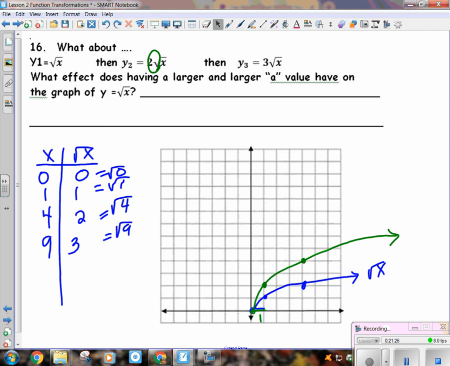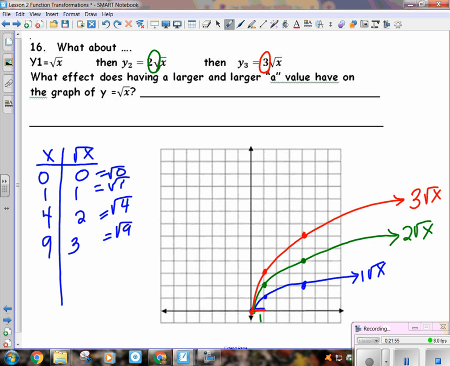Okay. What about 3 square root of x? 3 square root of x. I'm going to start at the center. I'm going to always come over 1. Then I'm going to come up 1, 2, 3 times as fast. Come over to 4. Go up 2, go up all the way up to here. That's 3 times as fast. So this is 3 times the square root of x. This one was 2 times the square root of x. And of course this one is just the regular 1 square root of x.